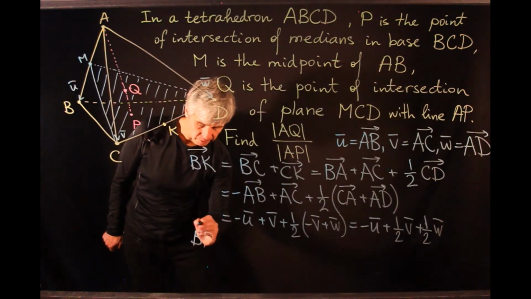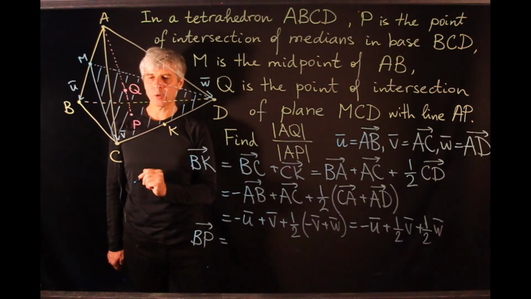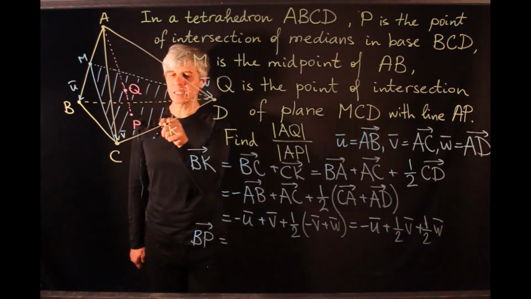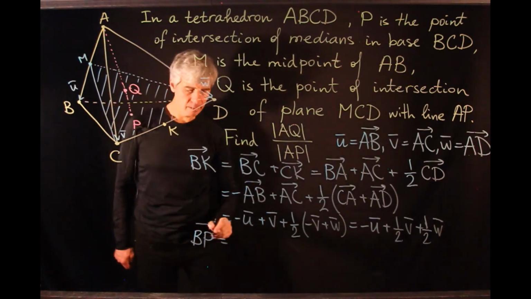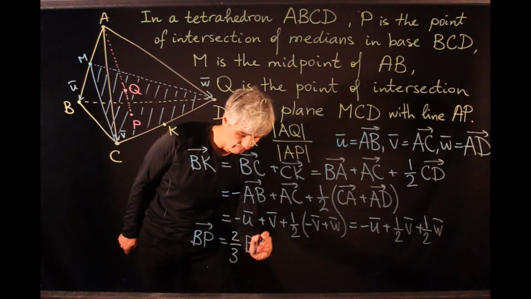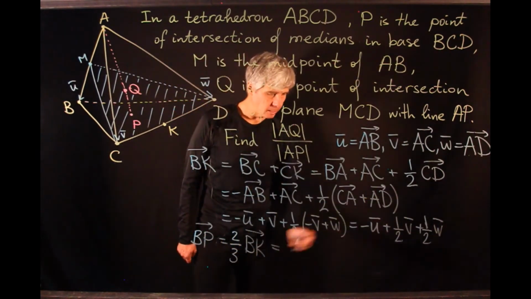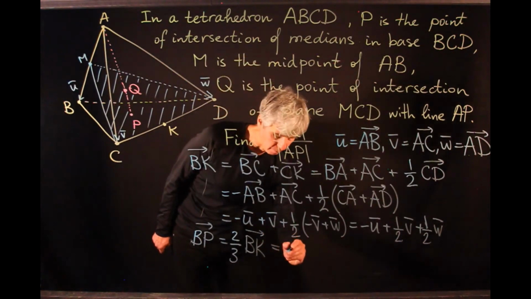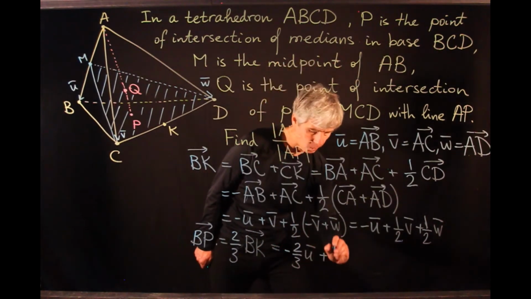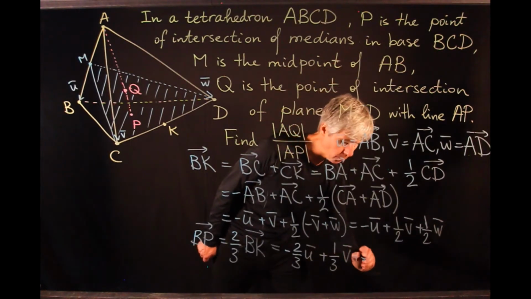To express this vector, we use the fact that the point of intersection of medians cuts them in proportion 2:1. So if we consider the median BK in the base BCD, then we can write that BP is 2/3 of BK. And BK is obtained here. So what we get is minus 2/3 u plus 1/3 v and plus 1/3 w.